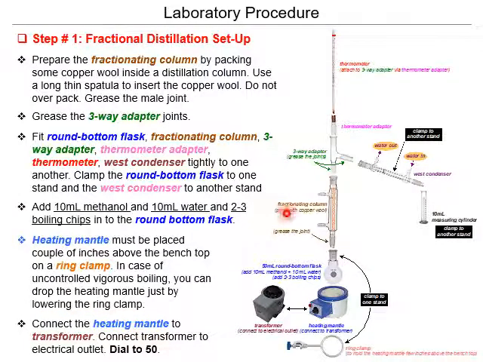About the fractional distillation setup, everything is the same, just as I've mentioned, we will have a fractional column here. Instead of connecting the three-way adapter directly to the round bottom flask, you will connect your fractional column to the round bottom flask, and you will connect the bottom way of the three-way adapter to the fractional column.